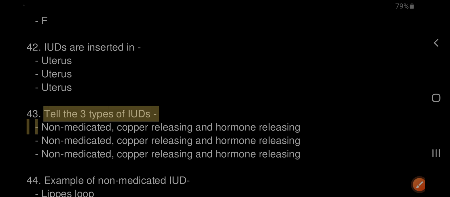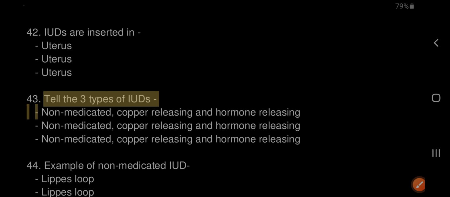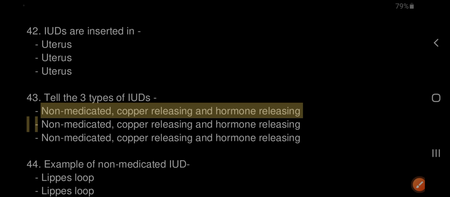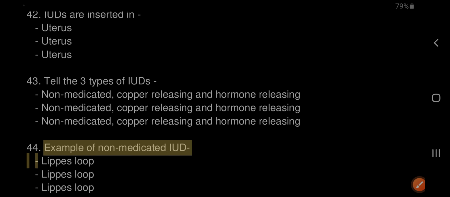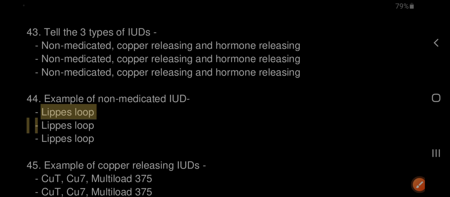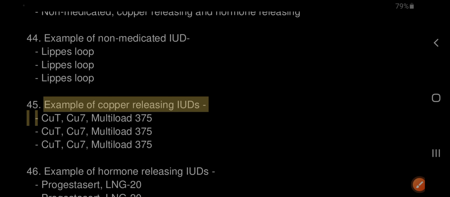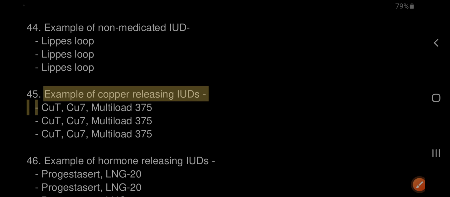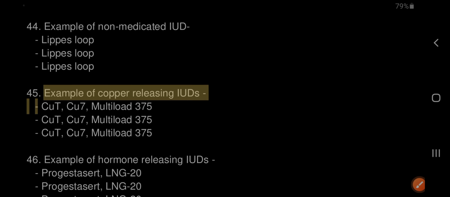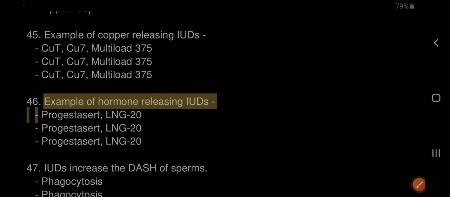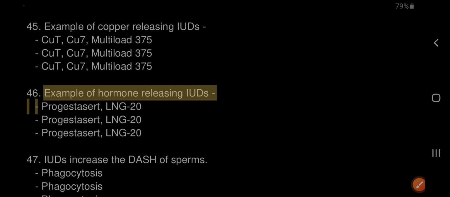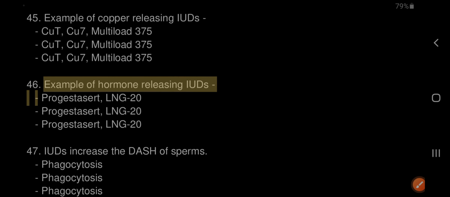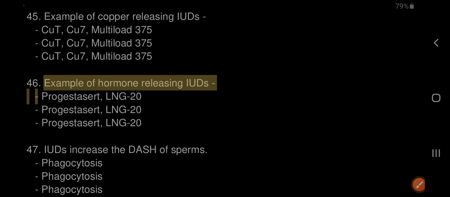Non-medicated, copper-releasing and hormone-releasing. 44. Example of non-medicated IUD: Lippes loop. 45. Example of copper-releasing IUDs: CuT, Cu7, Multiload 375. 46. Example of hormone-releasing IUDs: Progestasert, LNG-20.